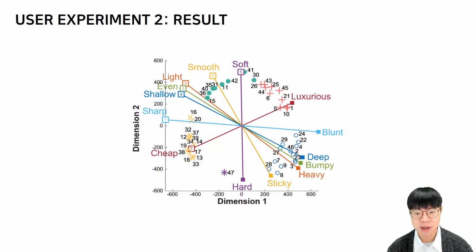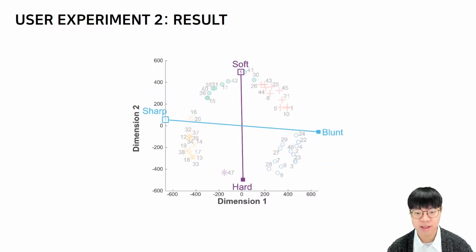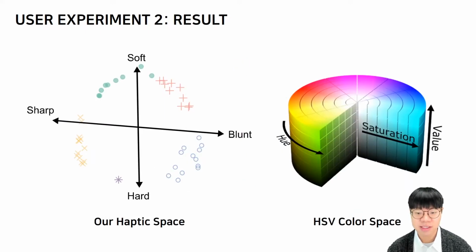For example, button number 8 gives a hard, sticky, and blunt feel, and button number 20 gives a sharp, shallow, and light feel. Then we recommend sharp-blunt and soft-hard as the 2 perceptual dimensions for the 2D perceptual space of button click feel. We can understand the perceptual relation between various augmented buttons, and this is similar to the HSV model for color perception and representation.